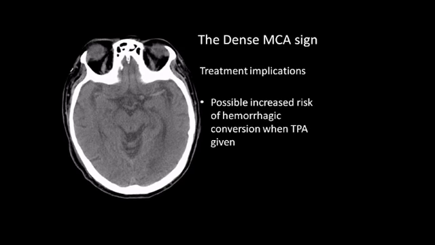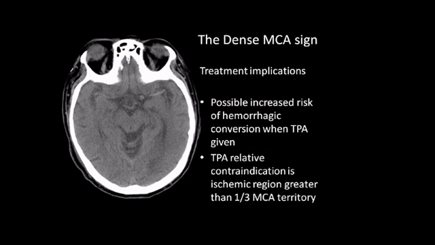It has been recognized that there is an increased risk of hemorrhagic conversion when TPA is given in the presence of the dense MCA sign. Manufacturer and FDA warnings indicate a relative contraindication to TPA administration when the ischemic region is greater than 1/3 of the MCA territory. This is always the case when the dense MCA sign is present.